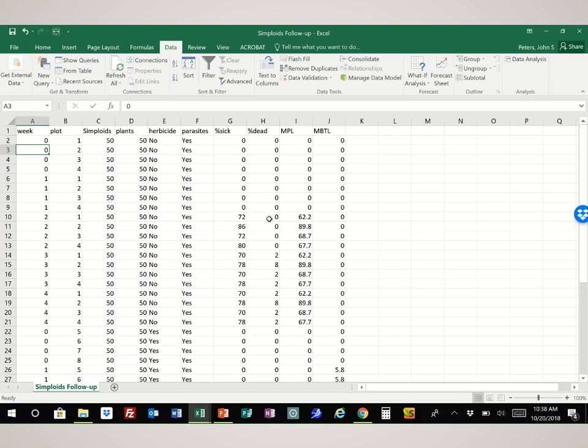So now our data is sorted in a way that we can easily calculate means, standard deviation, and standard error, so that we can make our table of means and variation, which we will then use to make our graph.